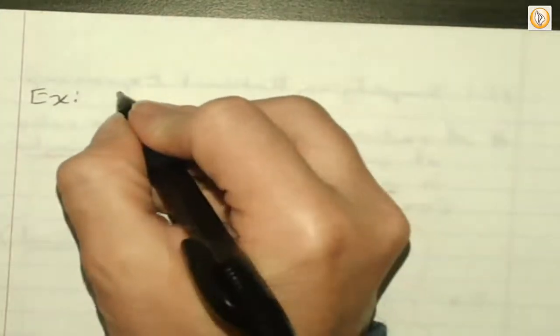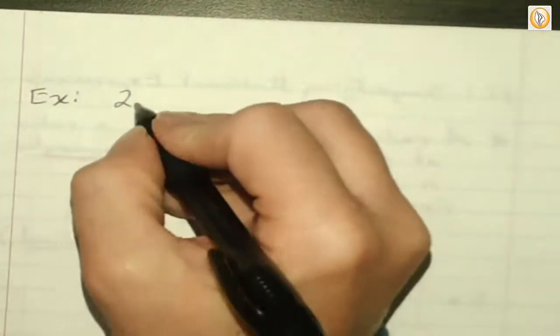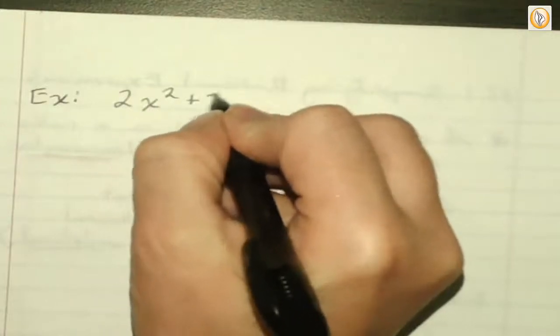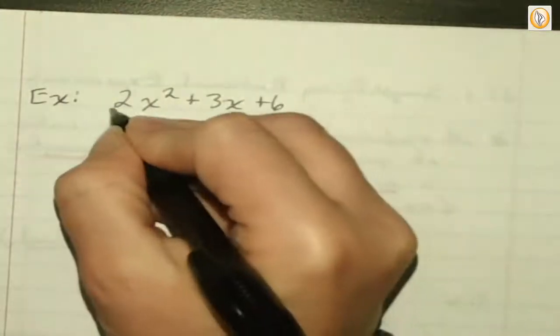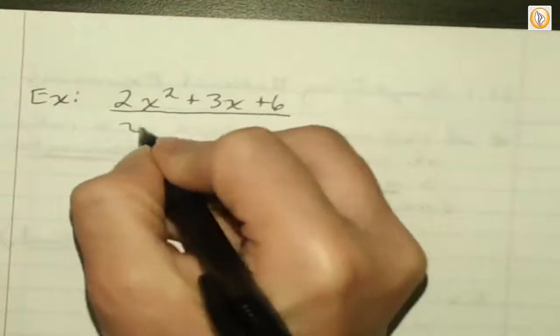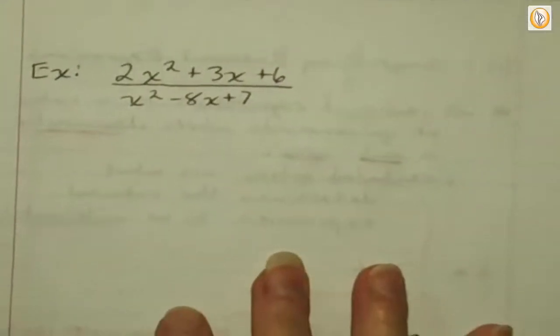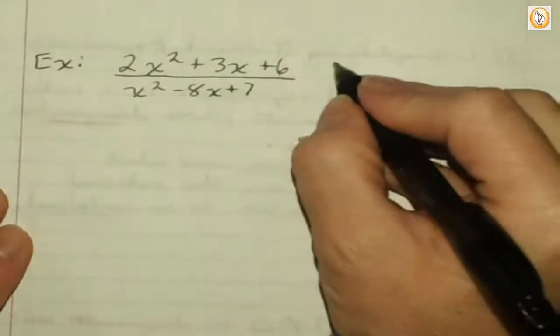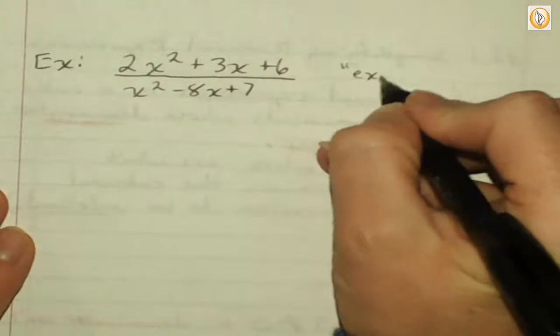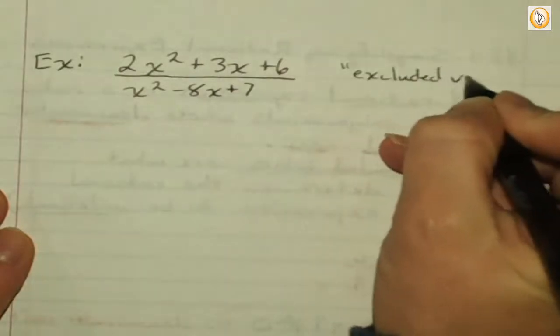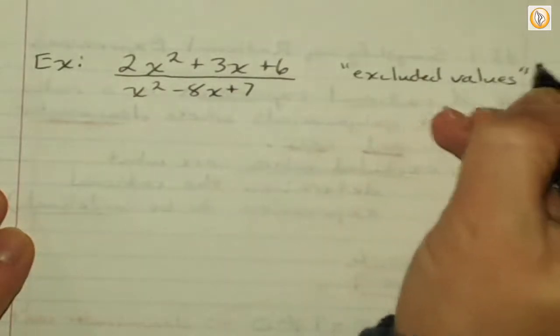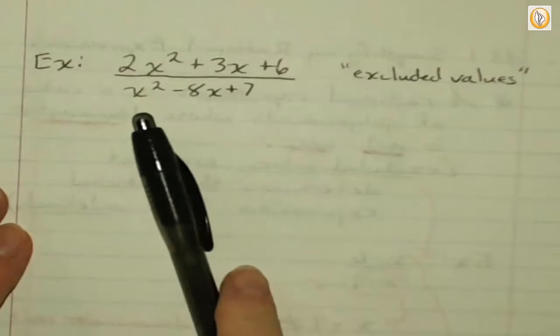Example. Let's do another one. Let's say, and this is another way of doing it, 2x squared plus 3x plus 6 over x squared minus 8x plus 7. And we're going to look for the excluded values. In other words, we've got to find what x can be that will make it undefined.